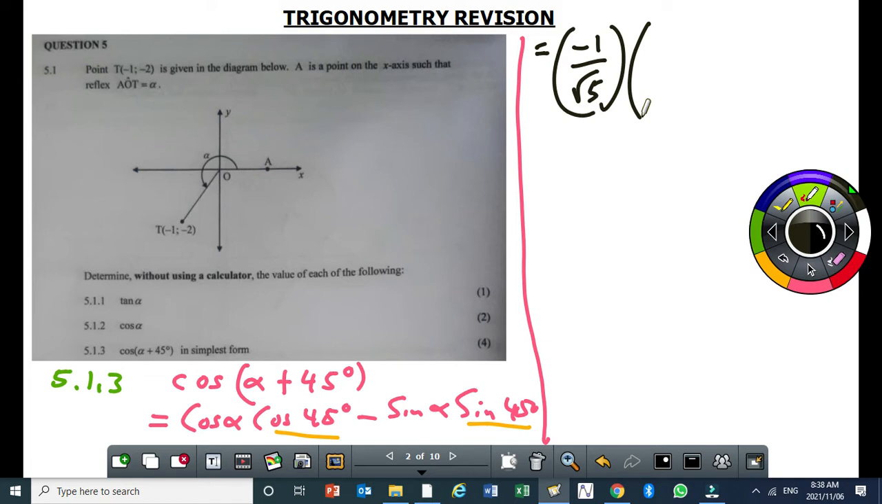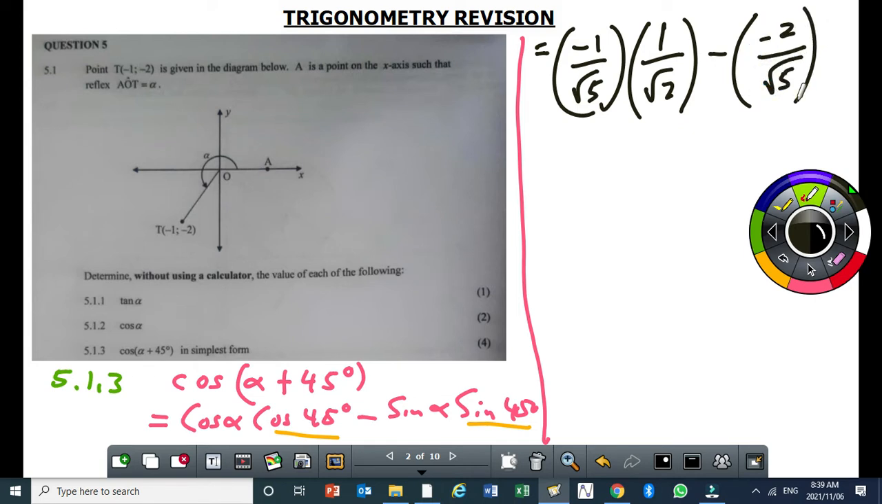If you are doing the question without a calculator, you should write 1 over square root of 2, minus sine alpha. Sine alpha is equal to y over r. Your y here was -2, so this will be -2 over square root of 5. Then sine alpha, that's 1 over square root of 2.